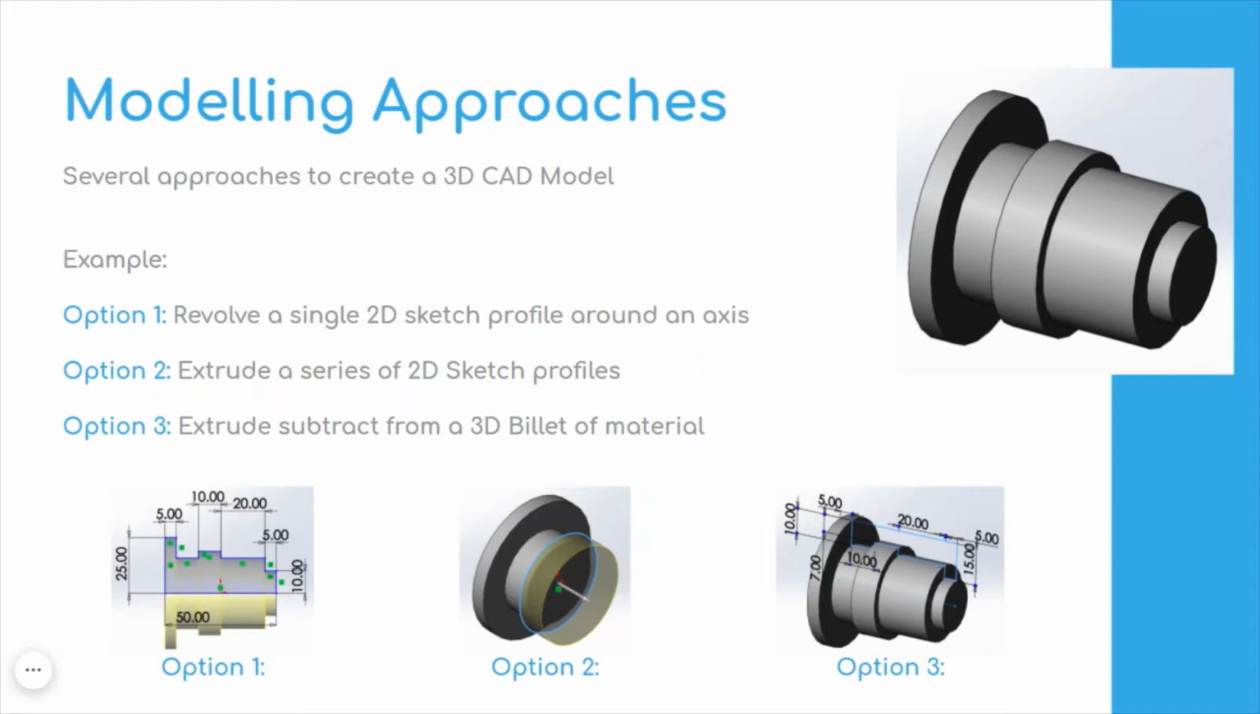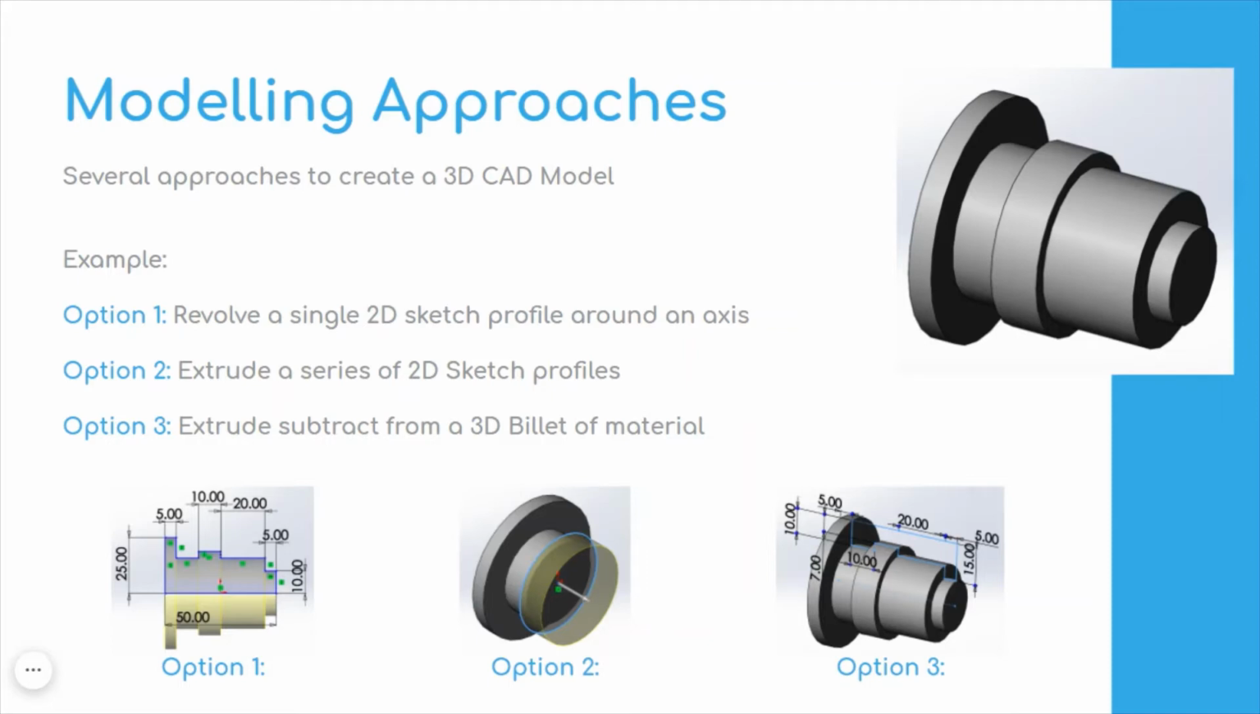So if we look at option 1 down the bottom left, a lot of work has gone into creating the 2D blue profile. It is a series of dimensions on there that have to be applied to get the profile to the exact shape that we want. Then it's as simple as using the CAD feature revolve, and that's revolving around the center axis to create the 3D CAD model. As I say, there are other ways to create this.